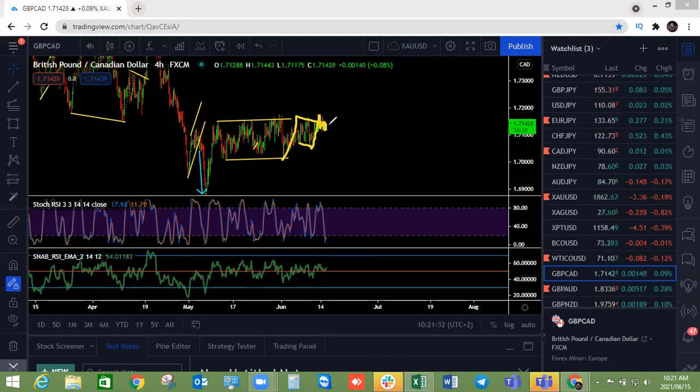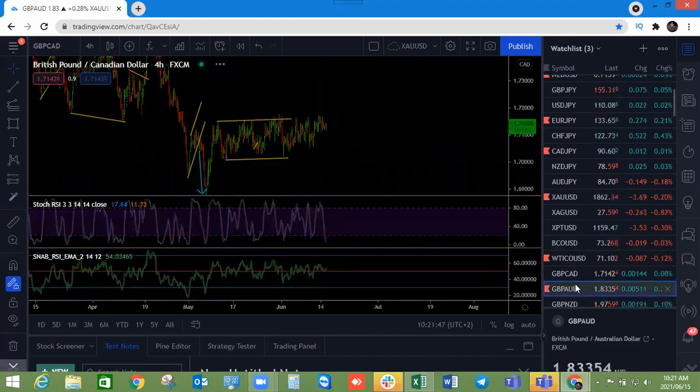We'll be looking for this to continue pushing to the upside. The indicator is confirming accordingly. We are at the bottom. We are above 50. So we are going to see pound CAD start making a move from current levels and push up higher. Pound Audi.